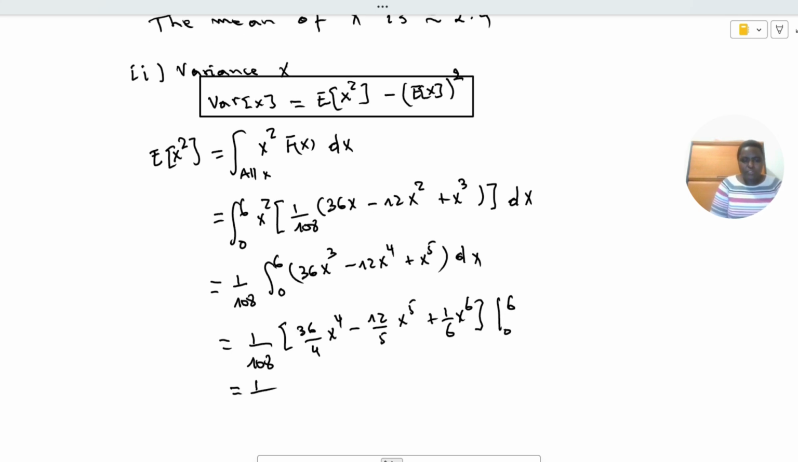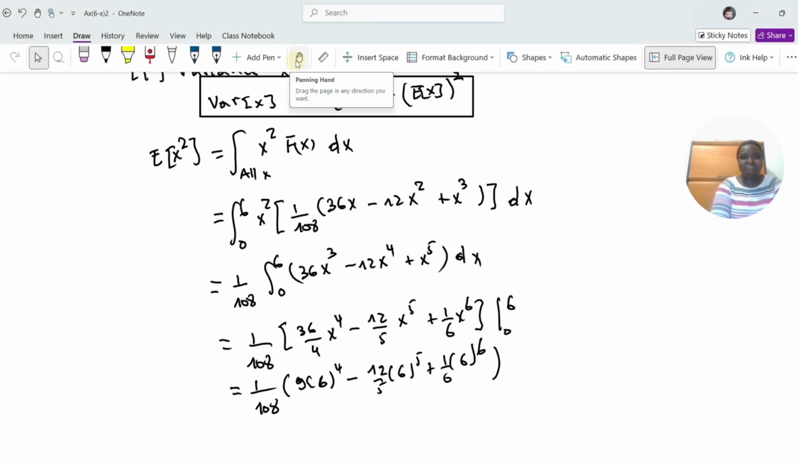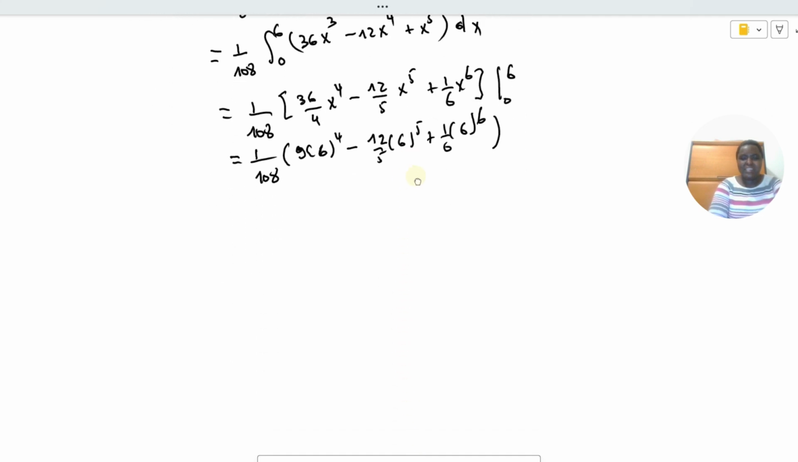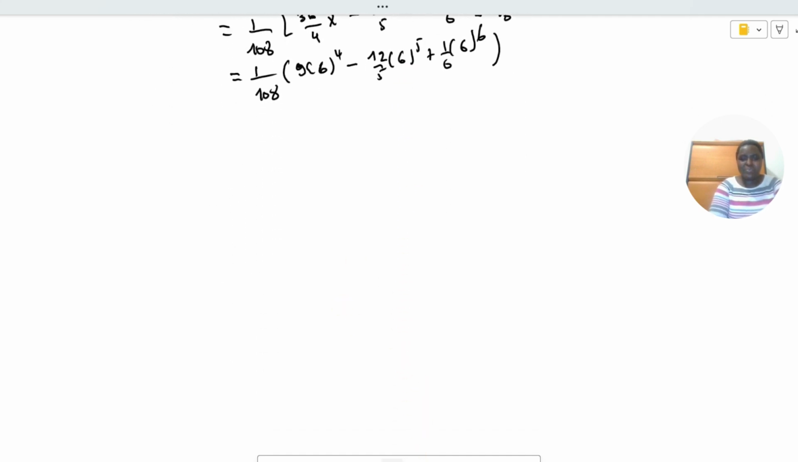And this is equal to 1 over 108 times 36 over 4, this is 9, times 6 to the power 4, minus 12 over 5 times 6 to the power 5, plus 1 over 6 times 6 to the power 6. And when you compute this, of course, take your calculator and just calculate it, and you will finally get this to be approximately 7.2.